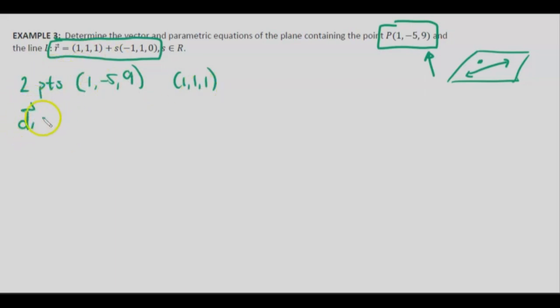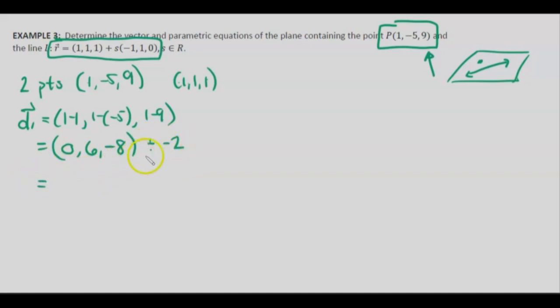Okay, so direction vector. Let's go 1 - 1, 1 - -5, 1 - 9. The difference between these 2 points. So we're going to have 0, 6, -8. Again, there is a scalar multiple that we can divide by in order to reduce this, and it's -2. No, let's just do 2. Okay, 0, 3, -4.